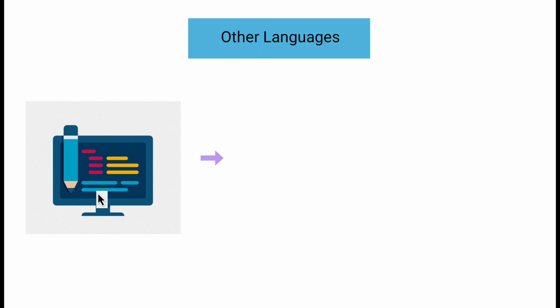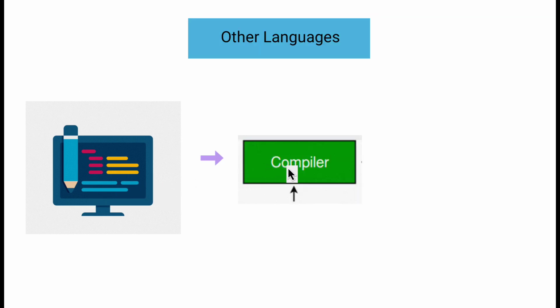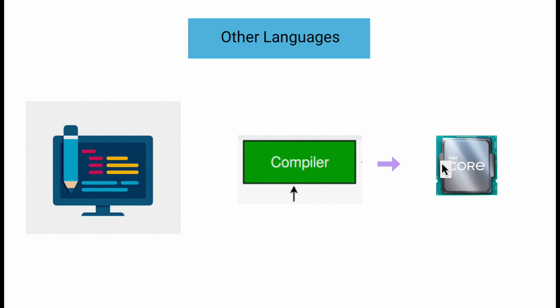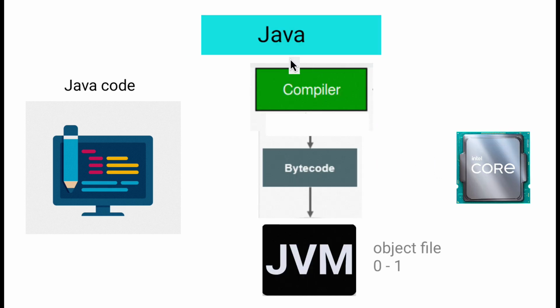In other languages, when we compile code, it creates an object file for the processor to understand. When we run this object file, it serves as input for the processor. In Java, however, this extra step of using bytecode and the JVM makes Java highly portable.